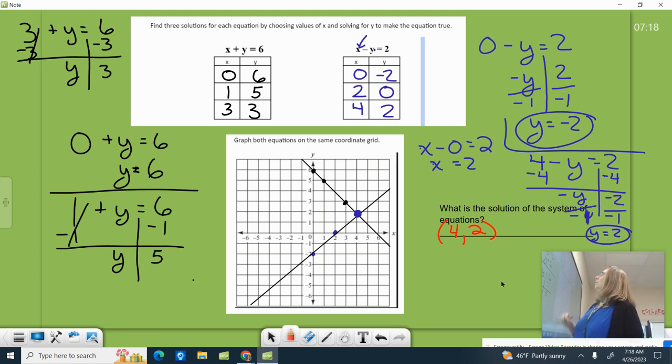We can check our work up here. If we put 4 for x and 2 for y, yes, that does equal 6. Now we can try it over here. x is 4, y is 2. 4 minus 2 does equal 2. So it does work. We checked our work. So that's how you solve a system of equations when your equations are in what's called standard form.